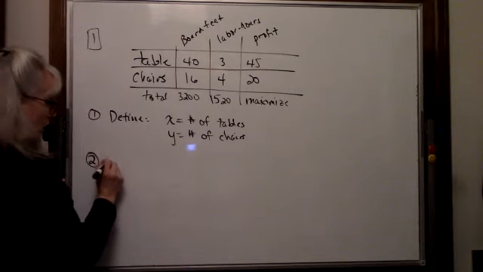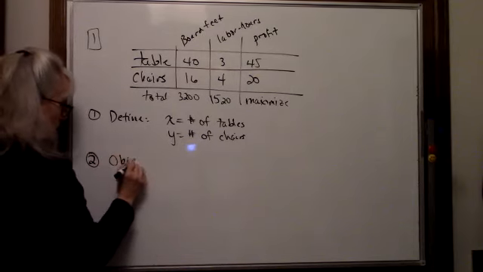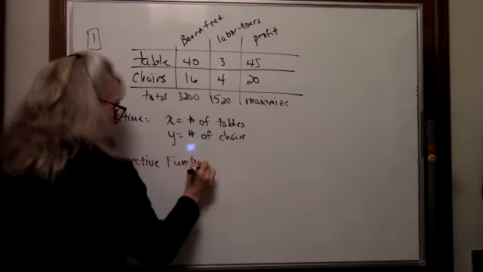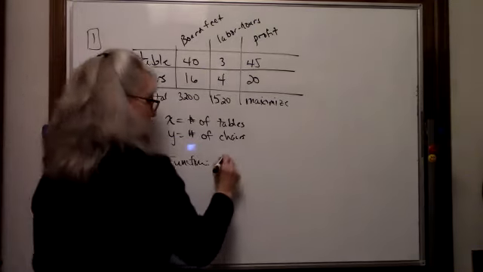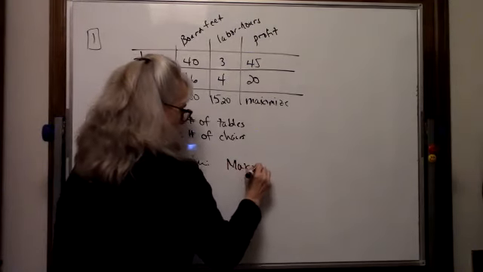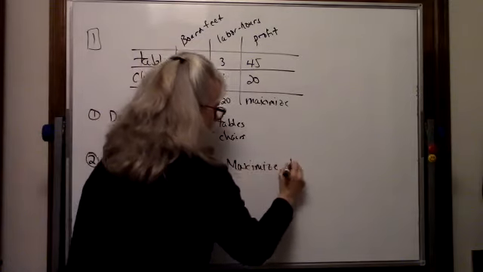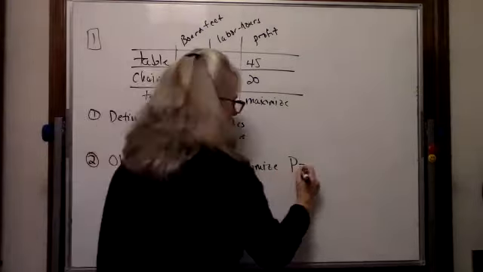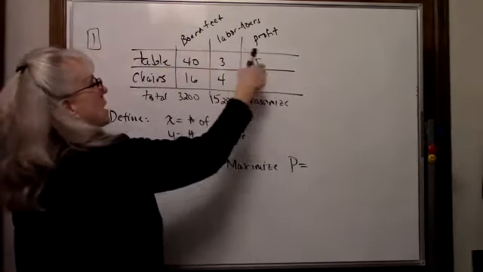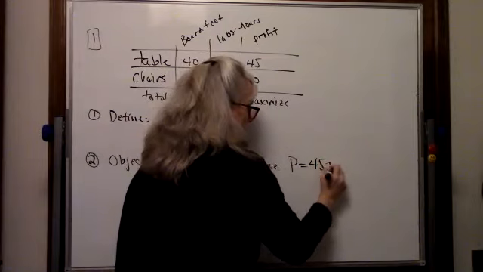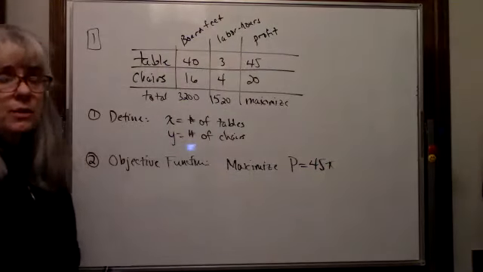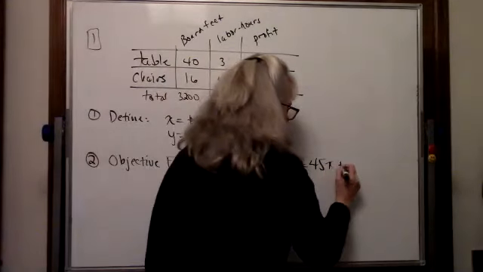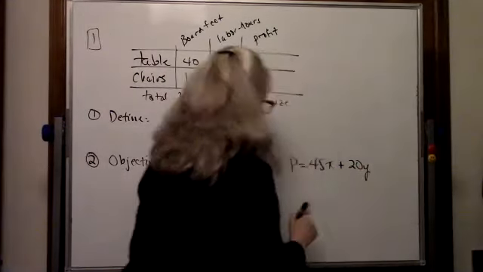Step 2, we're going to come in and write our objective function. So our objective function in this case is to maximize our profit. So maximize is what our objective is. P is where we're going to start a function. Well, what is our profit? Well, for every single table we make $45. So if I take 45 times the number of tables, I'll figure out how much I'm making off my tables. And then do the same thing with the number of chairs and write that as 20 times the Y. And that's our objective function.